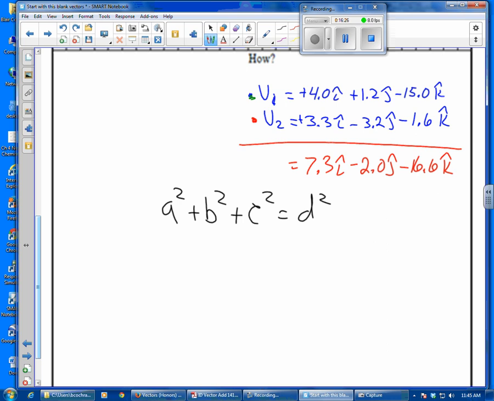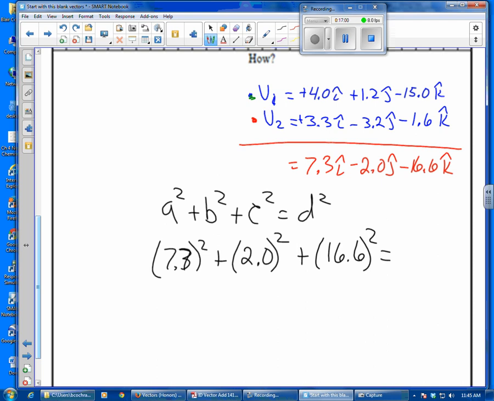Yeah. 4 plus 3.3 is 7.3 because I'm adding the vectors. So I add up the components of the vectors. Yeah, so 7.3 squared plus 2.0 squared. Of course, it's the length of those components. Does direction matter? No. I mean, it matters what dimension they're in, but not if they're positive or negative. Equals d squared. Yes. Sure.